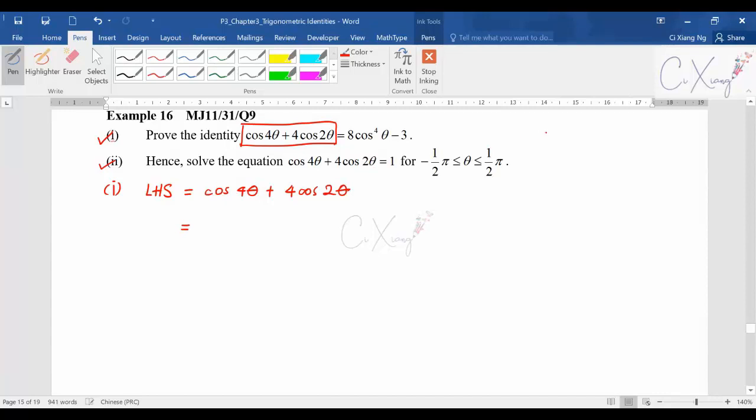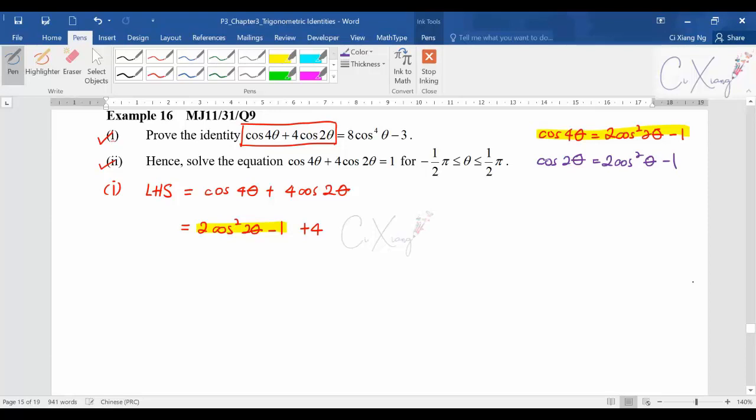For cos 4 theta, if I want to expand it using the double angle formula, I can have 2 cos square 2 theta minus 1. I highlight it in yellow color. Then plus 4, and for cos 2 theta here, I want to expand it again using the double angle formula, so it will become 2 cos square theta minus 1.